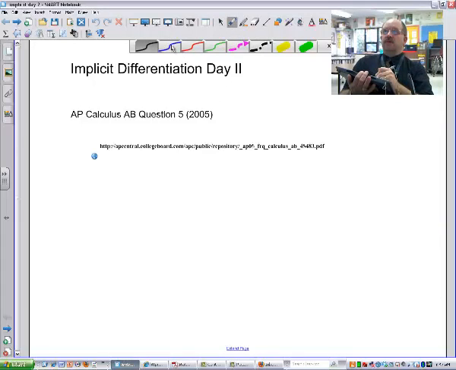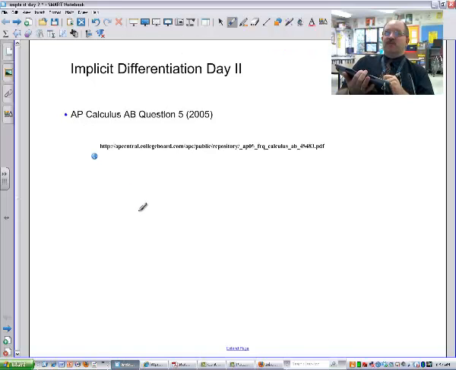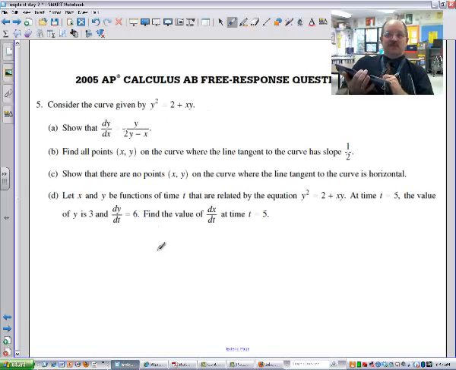Right now, we are into implicit differentiation. It's the second day, so the problems are going to get a little more complicated, but the method will be the same. And we're going to start off by looking at one of the problems that shows up on the AP Calculus exam. This is one from 2005, but pretty much every year there's going to be a problem like this on the AP exam.